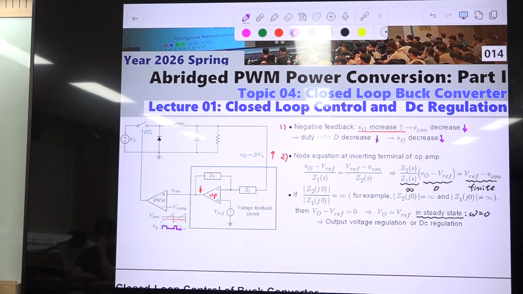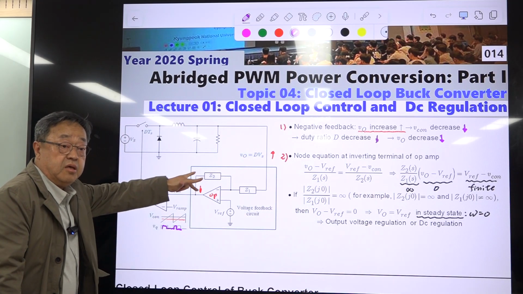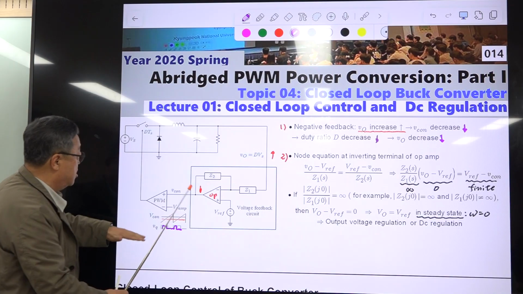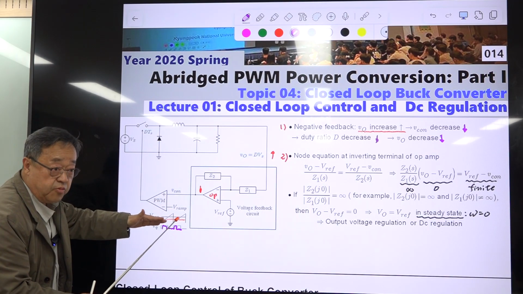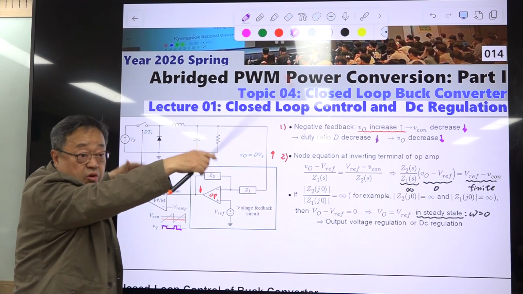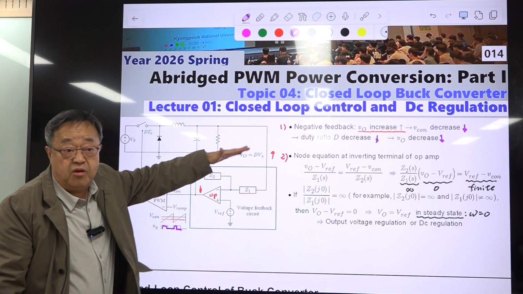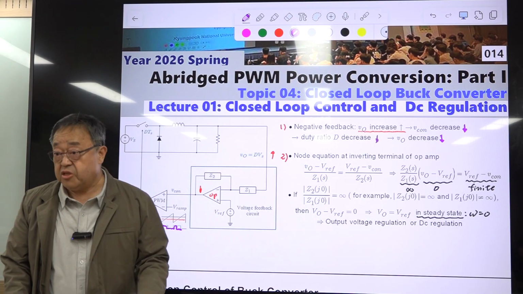Okay? But this says if this thing increases, then it decreases. How much? How much is not shown here. Okay? If the direction is wrong, you are in big trouble. Somehow you swapped this. Then our voltage increased, then this control voltage will be increased, then this duty ratio will be increased, then output will be further increased. Then it will go like this, and eventually you get saturation somewhere. Converter is not working. That is positive feedback.